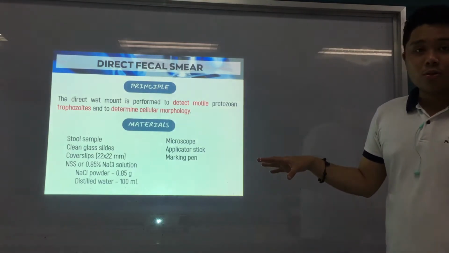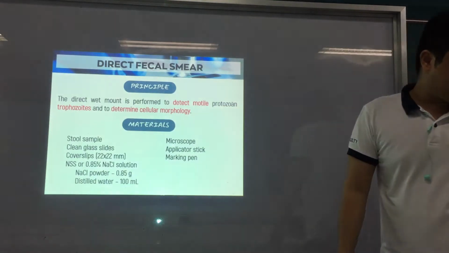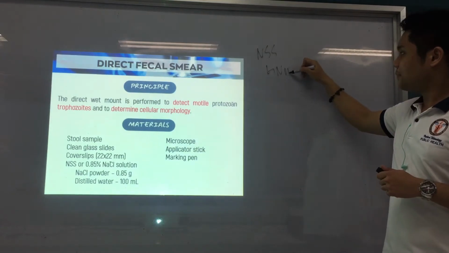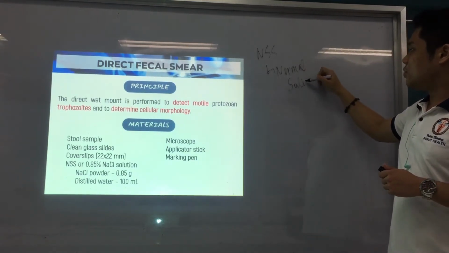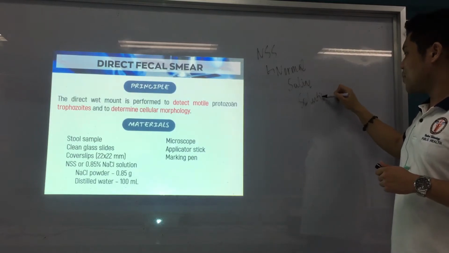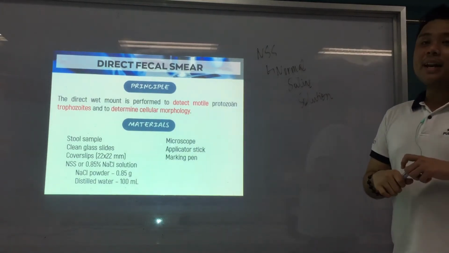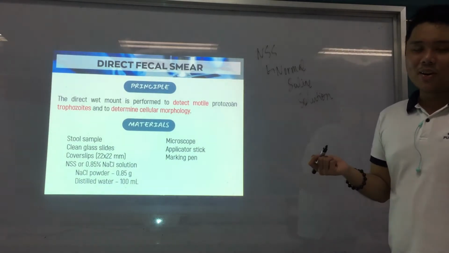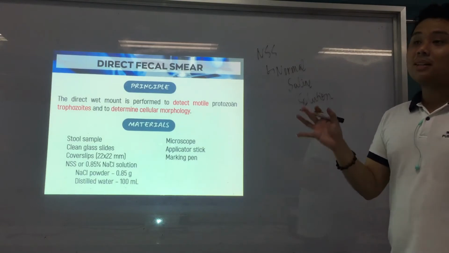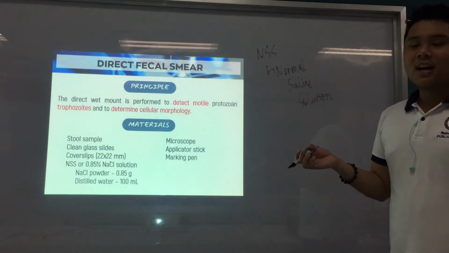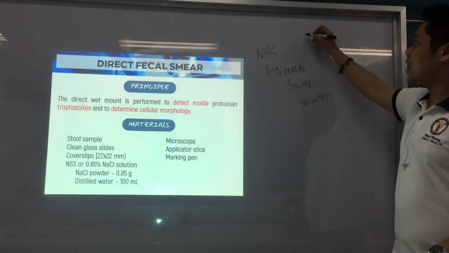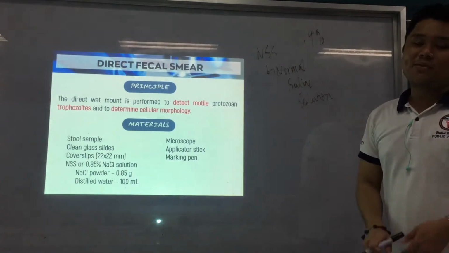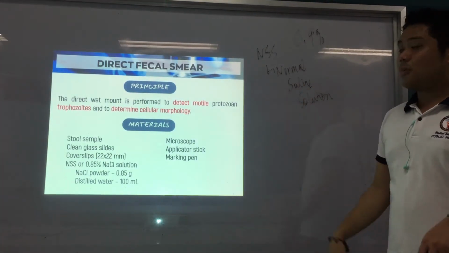And our reagent is the NSS, or 0.85% sodium chloride solution. NSS is also known as your normal saline solution. Normal meaning it follows the principle of normality in chemistry. It talks about the concentration of the saline. Again, 0.85. Some references will say that it's 0.9%, so 0.85 is just rounded off.